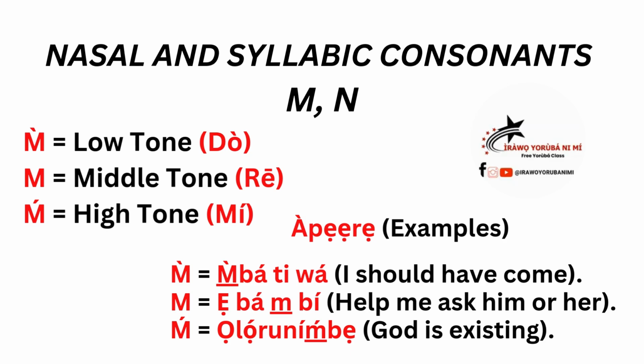The next example is re, that is mi, mi. There is no tonal mark on it because it is the middle tone. Ẹ bá ń bí, ẹ bá ń bí. Re mi, re mi. This means help me ask him or her.